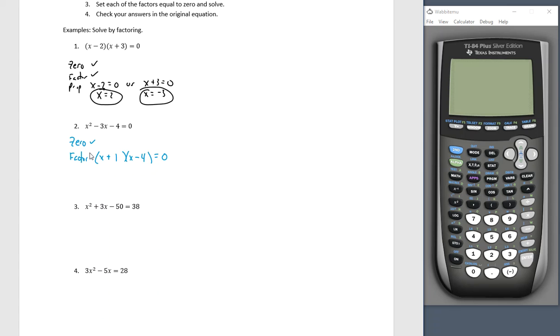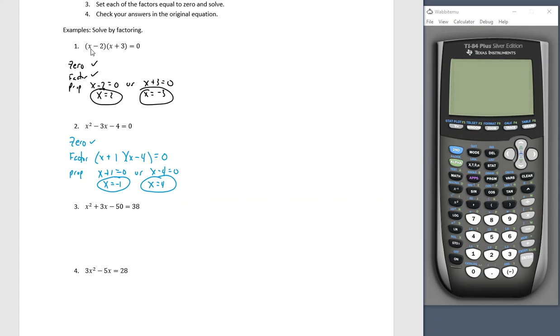So it's already equal to 0. We've factored it. Now we can use the property. And the property says x plus 1 is 0, or x minus 4 is 0, which tells us that x equals negative 1, or x equals positive 4.